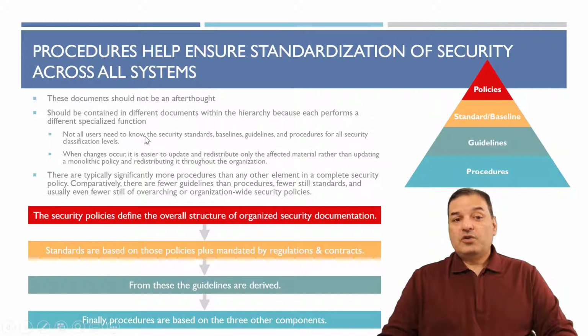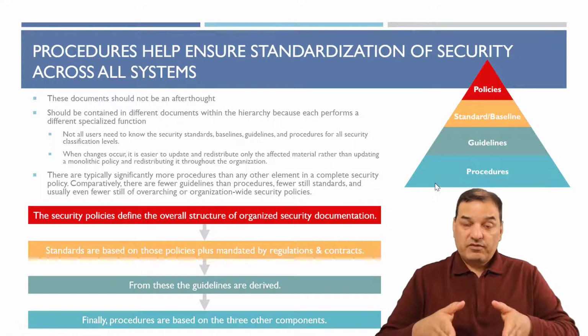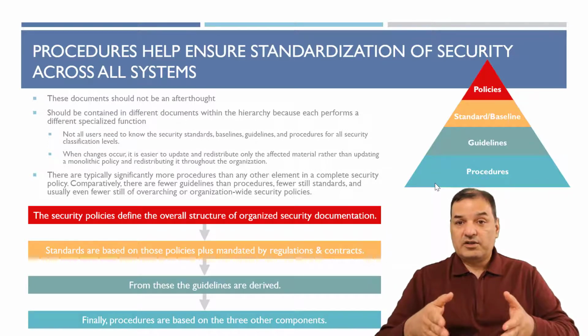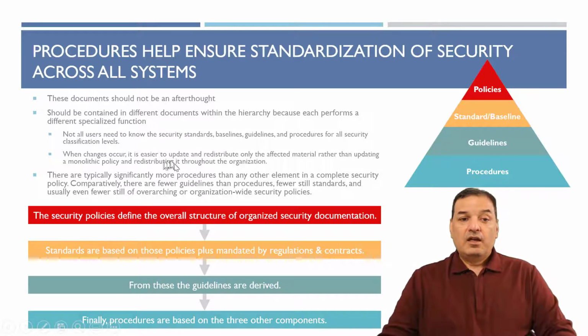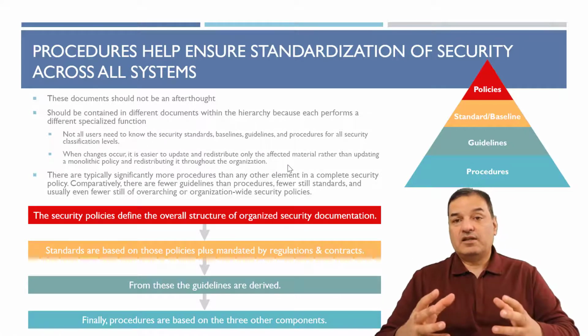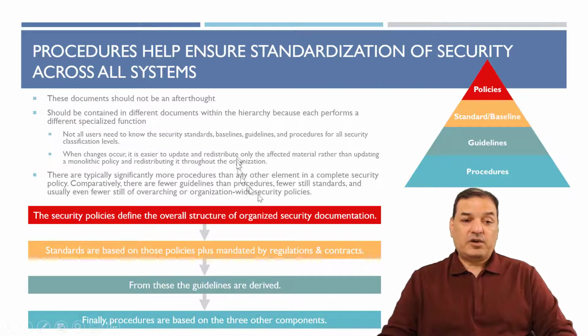Not all users need to know all the necessary standards, baseline guidelines, and procedures for all security classification needs. So this way we can piece out the information sections and the procedures and guidelines, etc., that the users and departments of an organization need to focus on. And similarly, when changes occur, it is easier to update and redistribute only the affected material rather than updating a monolithic policy and redistributing it throughout the organization. Again, it goes back to organizational change management, the way people, processes, and tools all interact together tightly to serve the needs of the business and IT business partnership.